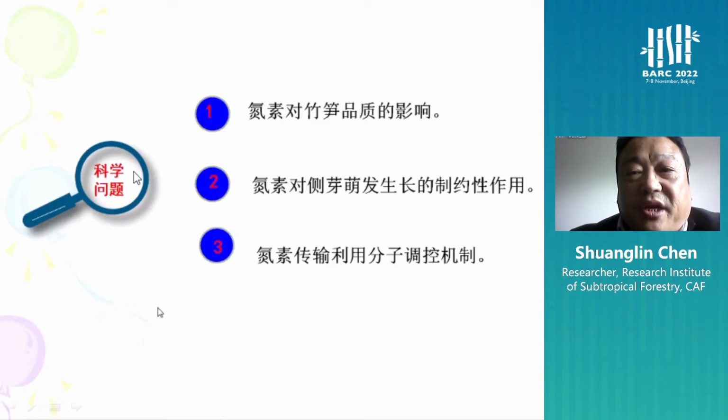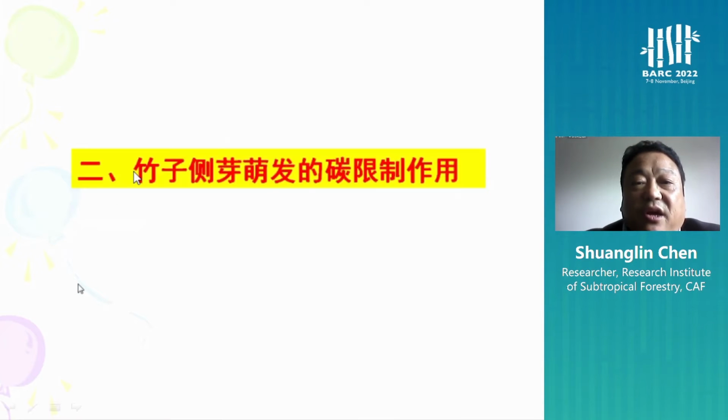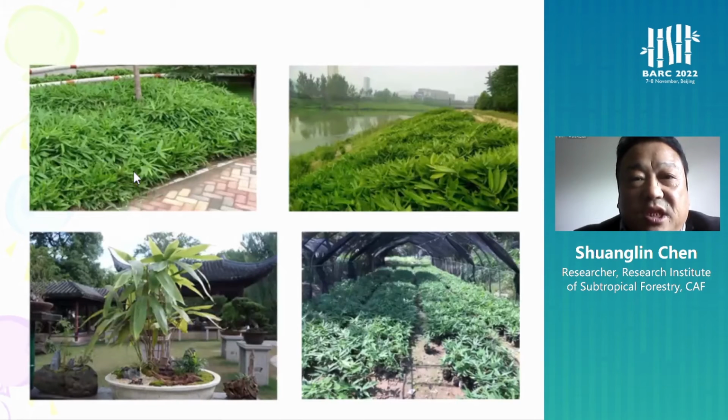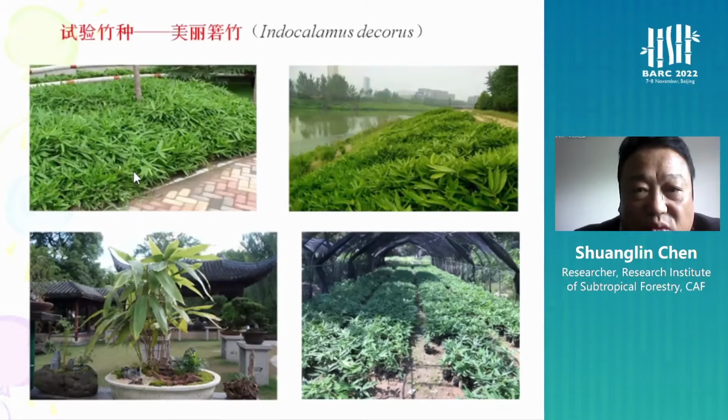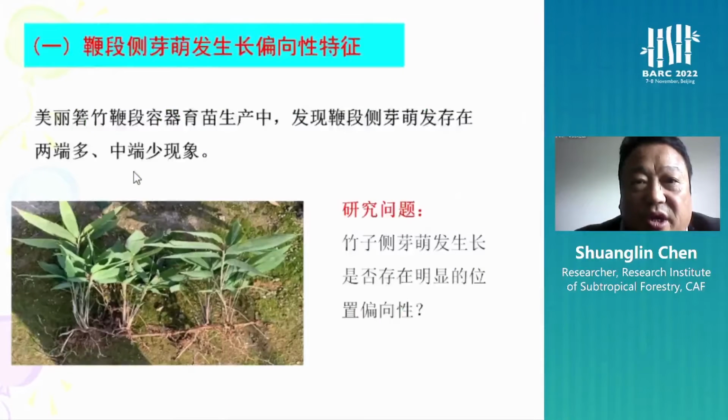So based on all those facts, we raised three questions. One is the impact of nitrogen elements on the quality of the bamboo shoots, and on the sprouts of the bamboos. The second is our limitation on carbon. We use the example of cultivating the sprouts.